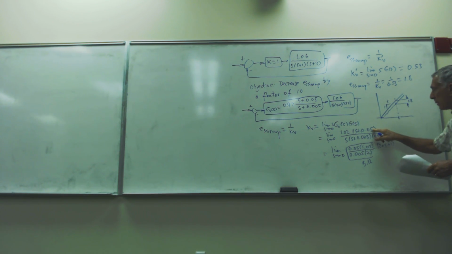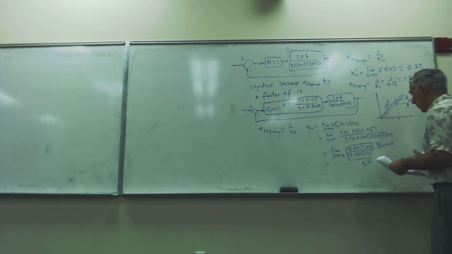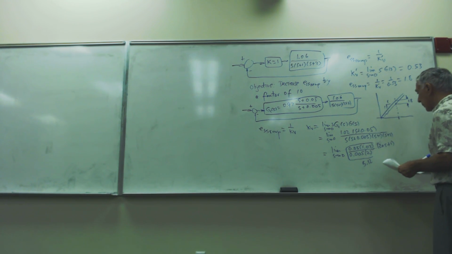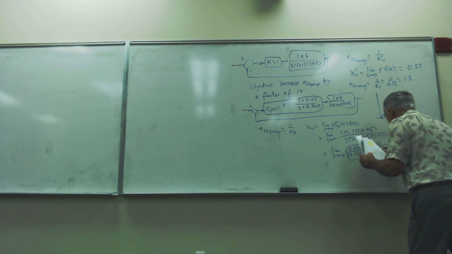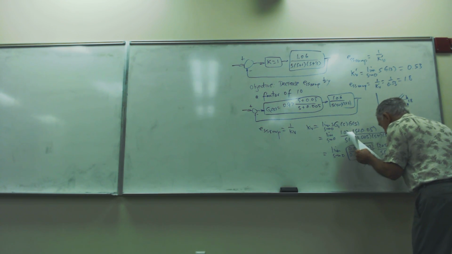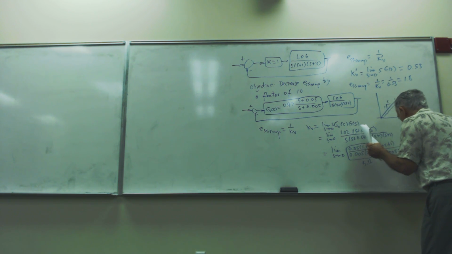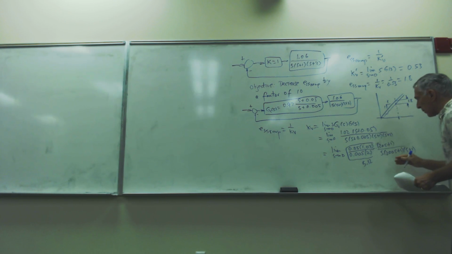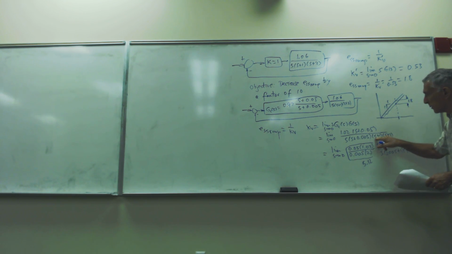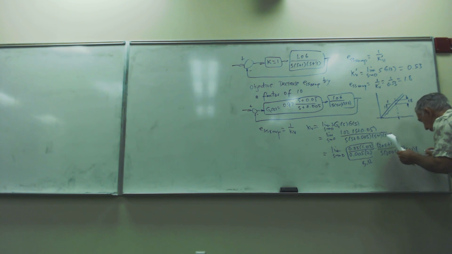And so I have 20 times s plus 1, and then we're dividing by s and 200s plus 1, and then s plus 1. I factor that same thing, and then we have 0.5s plus 1.